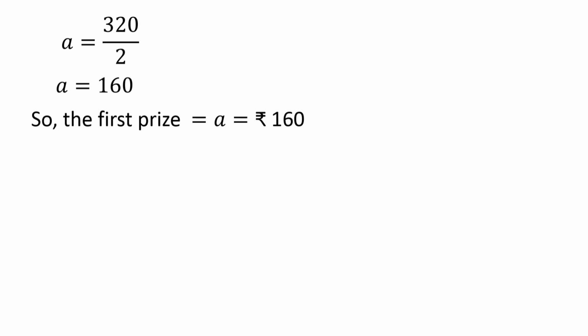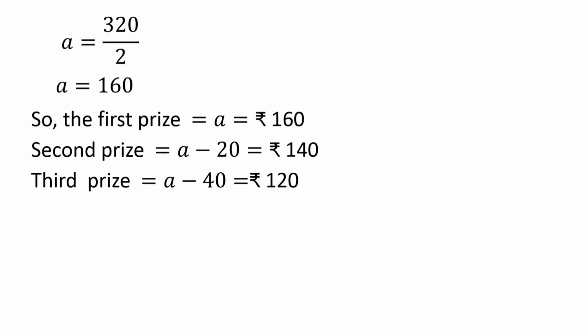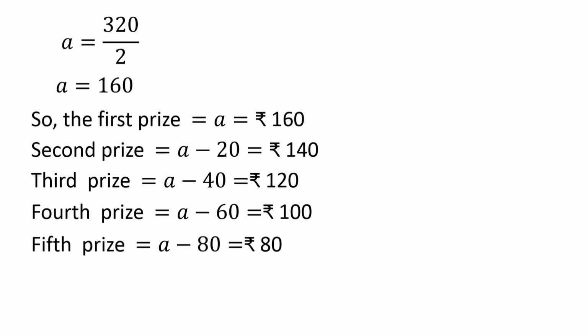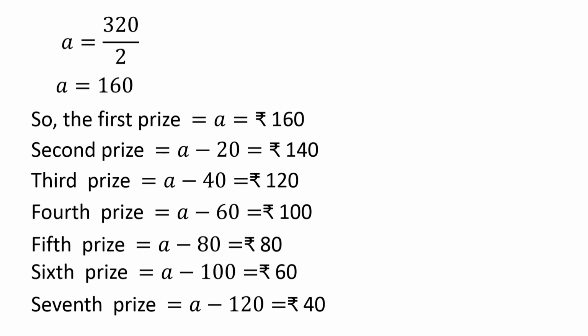So the first price is 160, the second price is 140, the third price is 140 minus again 20, that is 120. The fourth price is 120 minus 20, that is 100. The fifth price is 80. The sixth price is 60. The seventh price is 40 rupees. Don't forget to put rupees there.